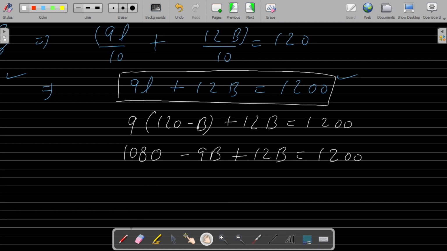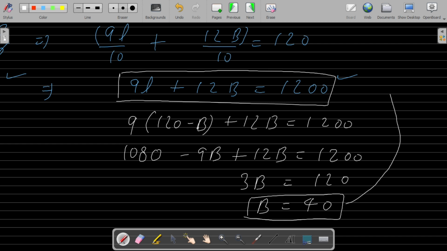Now this 9B will get subtracted from the 12B. This will be equal to 3B, and this 1080 will get subtracted from 1200. When I change its side to the other position, it will be in the minus situation. So 1200 minus 1080 will become 120. So B equals 120 divided by 3, which will be 40.